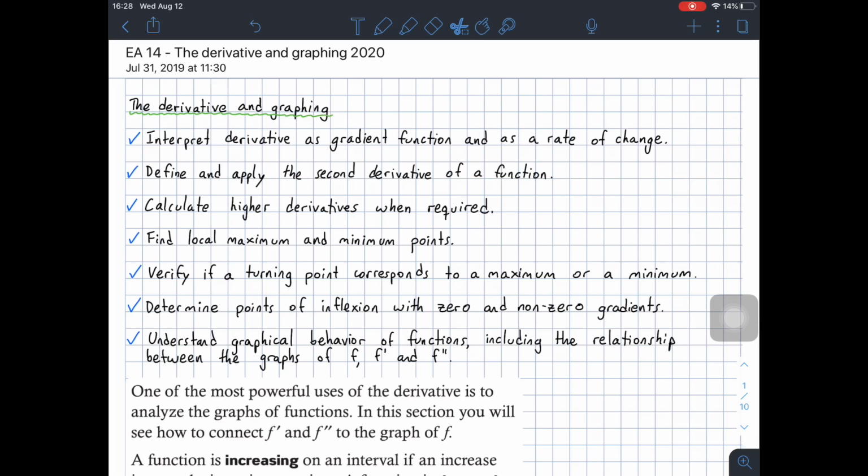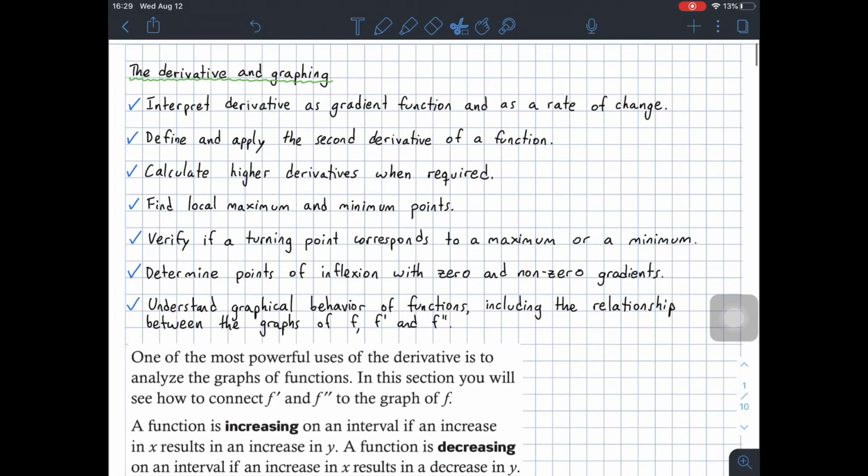Okay, so as you can see, we have lots of objectives for this class. This would be a class that would have maybe 2 or 3 tutorial videos because it's kind of long, but it's pretty interesting, and if you understand this clearly, then problems won't be very difficult. So the derivative and graphing.